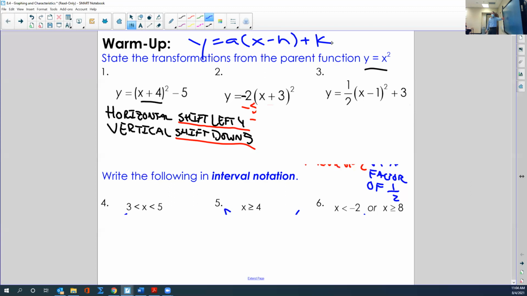This +4 tells us that we're going to shift left 4. If you write the whole thing horizontal, that is better, but knowing that you're moving left and right. But really what you need underlined is the shift left 4. And then vertical shift down 5 is based off of this K value. We always do the opposite with X, and then we do exactly what it says with K. So it'd be a horizontal shift left 4 and a vertical shift down 5.